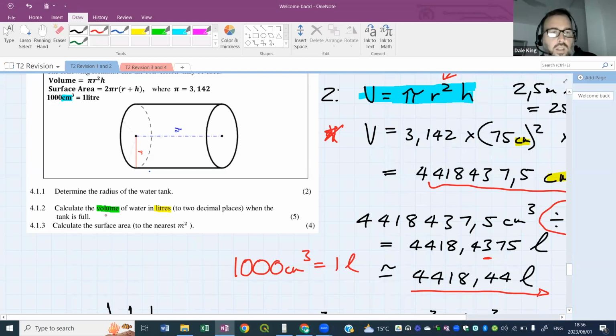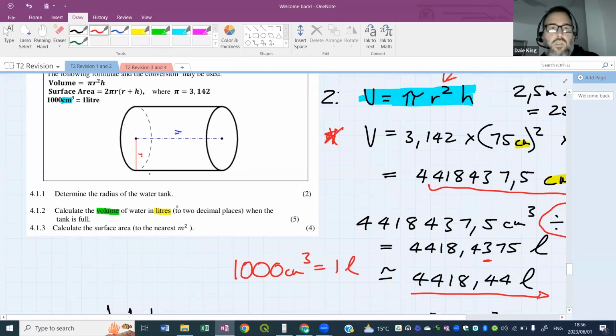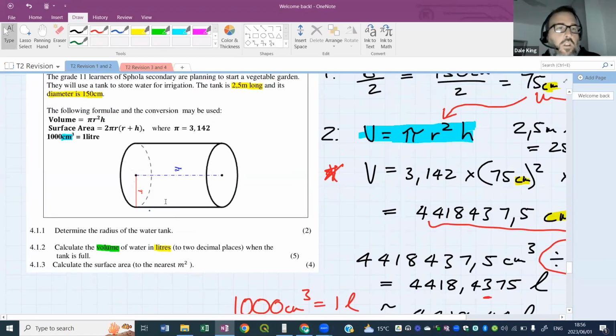All right, so calculate the volume. Have to use the volume formula in liters. Well, I've got meters and centimeters. What do you want me to do? Well, the clue was here in the conversion. You need to get centimeters cubed. So stick to centimeters everywhere, sub it into your formula, get your centimeters cubed, then cut it up to get to your liters. All right, I hope you guys understand that question now.